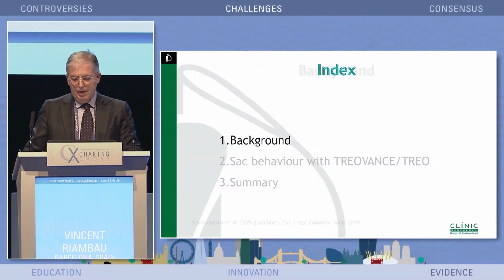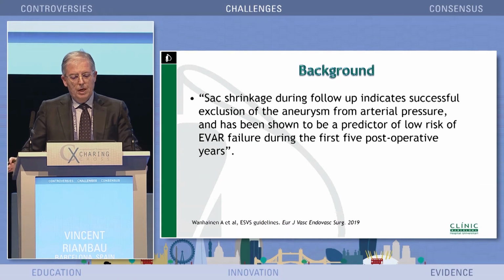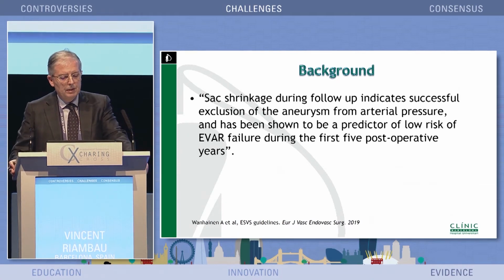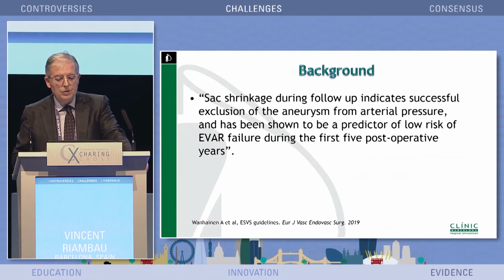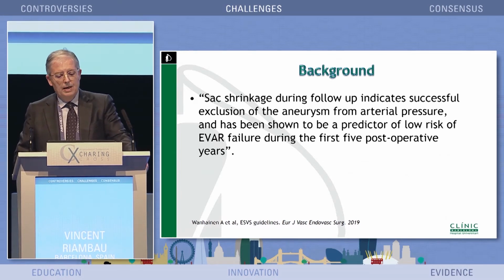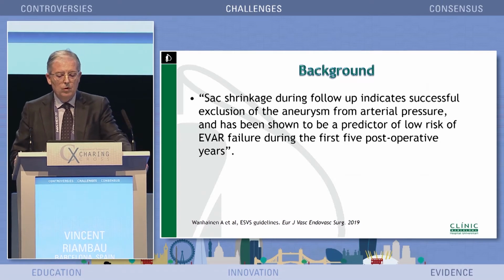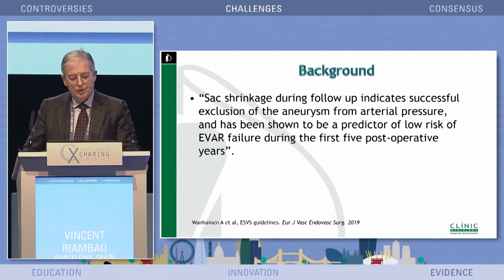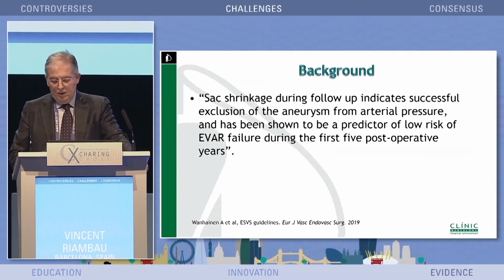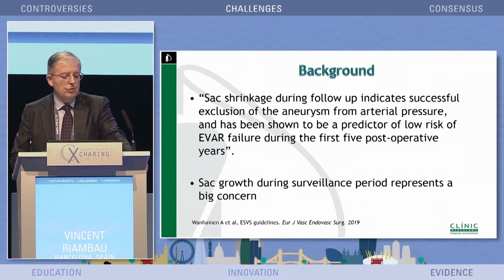Just to recognize that everybody in the audience agrees that sac shrinkage during follow-up indicates successful exclusion of aneurysm from arterial pressure and has been shown to be a predictor of low risk of EVAR failure during the first 5 postoperative years. That is very well recognized also in the recent guidelines of the European Society for Vascular Surgery. In other words, sac growth during the surveillance period represents a big concern.